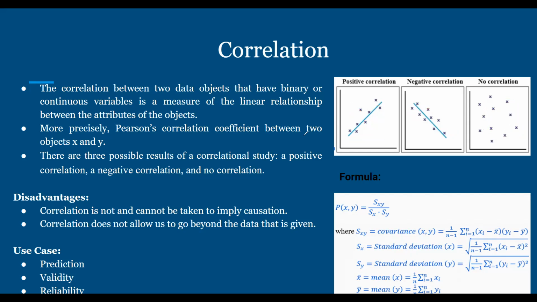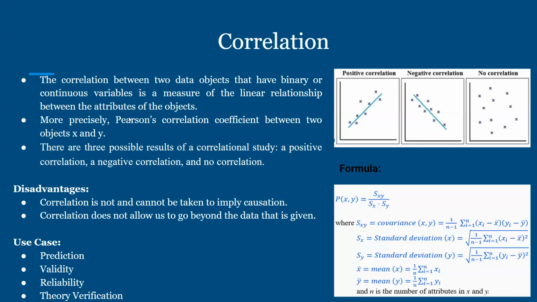Coming to the disadvantages, correlation is not and cannot be taken to imply causation. Even if there is a strong association between two variables, we cannot assume that one causes the other. Correlation does not allow us to go beyond the data that is given. Coming to the use cases of correlation, first is prediction. If there is a relationship between two variables, we can make predictions about one from the other.